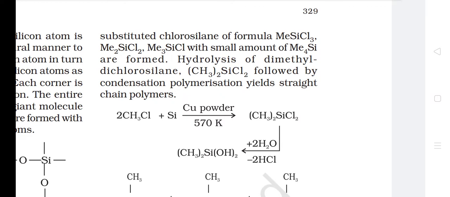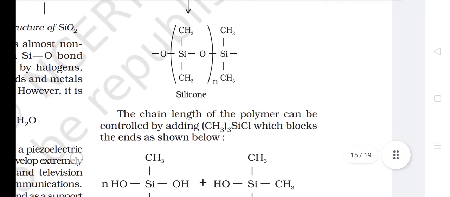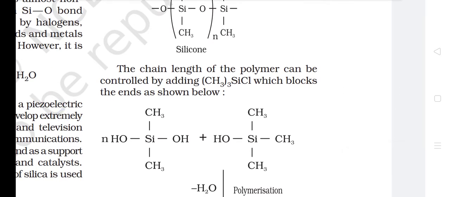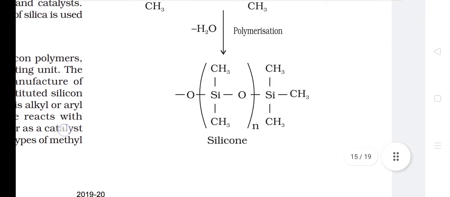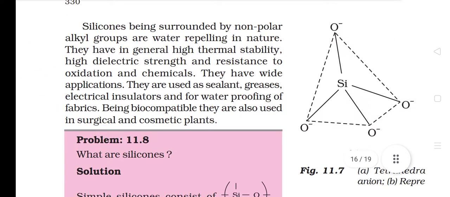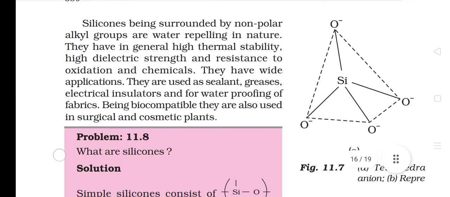Hydrolysis of dimethyldichlorosilane followed by condensation polymerization yields straight chain polymers. The chain length of the polymer can be controlled by adding Me3SiCl, which blocks the ends as shown below. Silicones, being surrounded by non-polar alkyl groups, are water repelling in nature. They have in general high thermal stability, high dielectric strength, and resistance to oxidation and chemicals. They have wide applications. They are used as sealants, greases, electrical insulators, and for waterproofing of fabrics. Being biocompatible, they are also used in surgical and cosmetic implants.